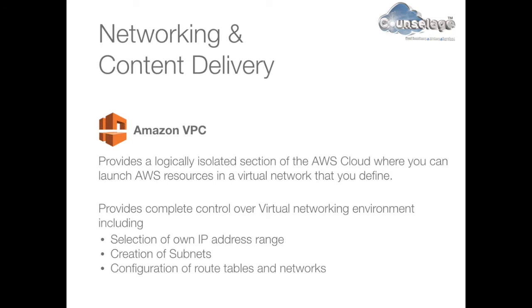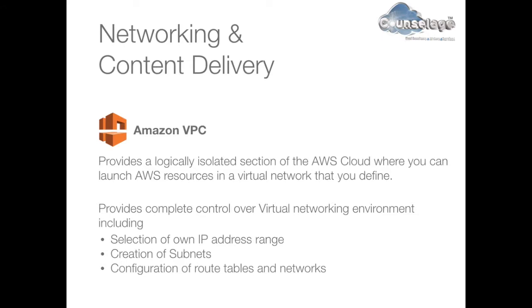So the first product in networking and content delivery is Amazon VPC. VPC stands for Virtual Private Cloud. This is basically a virtual data center where you can deploy your resources. It lets you provision a logically isolated section of the AWS Cloud where you can launch AWS resources in a virtual network that you define.